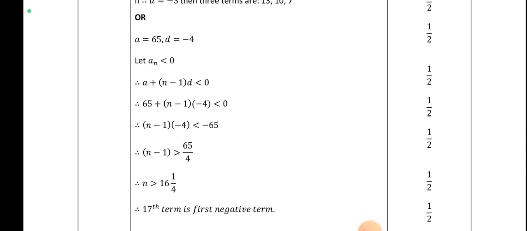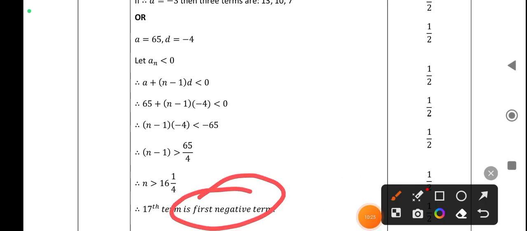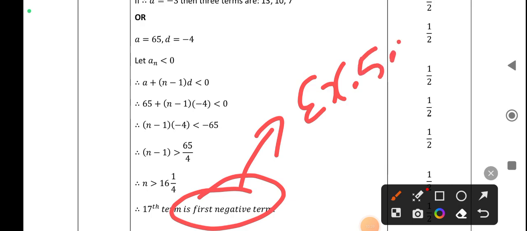And a plus d, a plus 3d will come. Then this is also a repeated sum. And the first negative term, again an important model. It was there in exercise 5.4, question number 5.4 or 4.5.